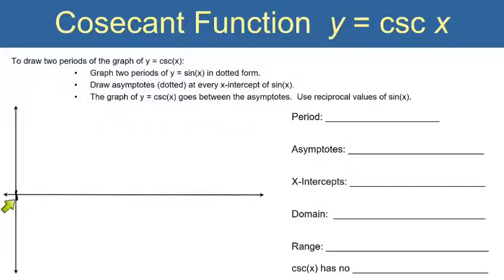Okay, first remember how we drew the sine function. We would put a starting mark on the axis and then 4 more evenly spaced marks. This would be the end of the first period, so this would be 2 pi. And then 4 more evenly spaced marks, and then this will put us at 4 pi.